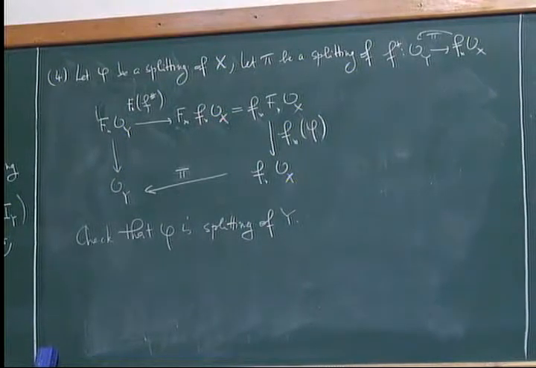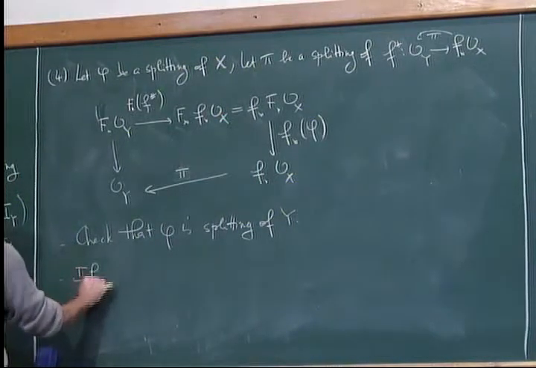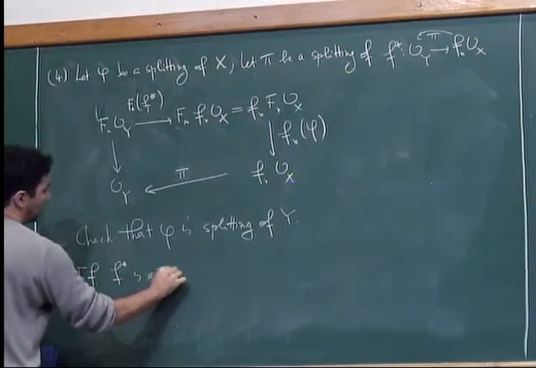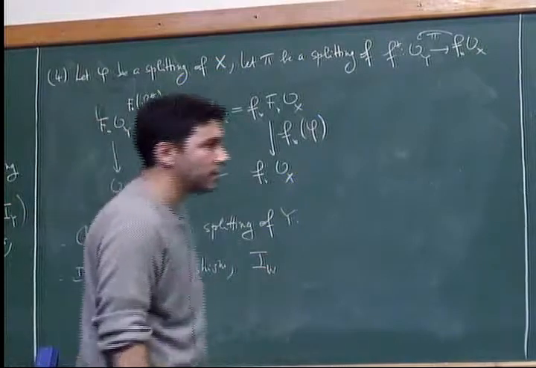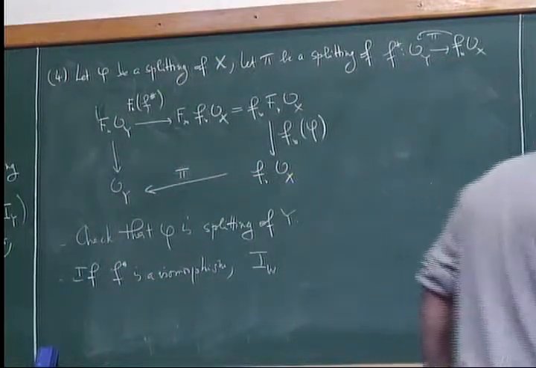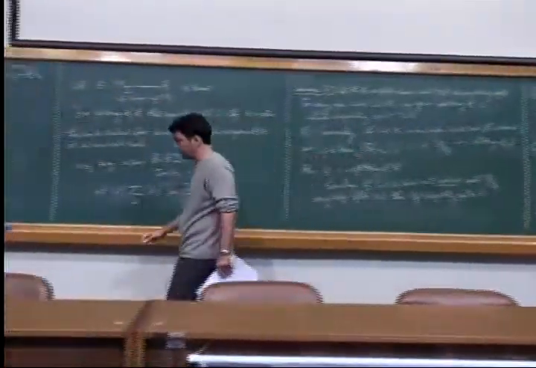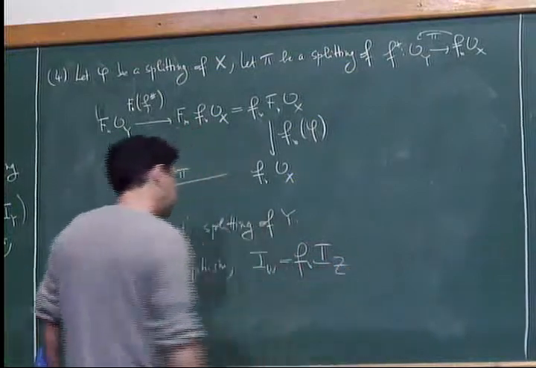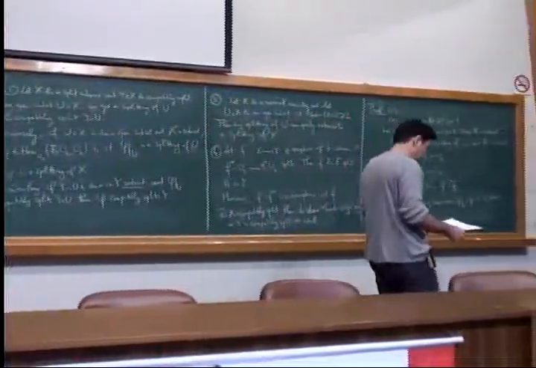So the last statement about the scheme theoretic image follows from the fact that if pi or F upper star is an isomorphism, then the ideal of W, the scheme theoretic image, can be computed as the push forward of the ideal of Z. So you play with the definition and you see that W is compatibly split.